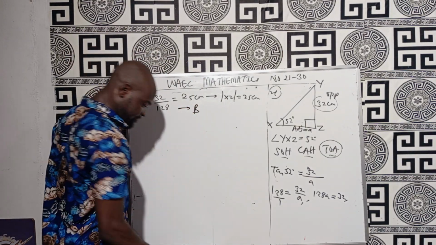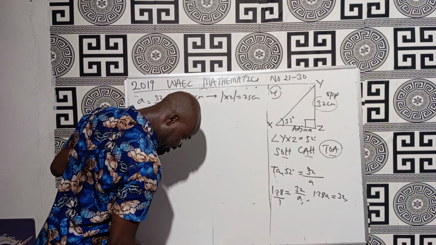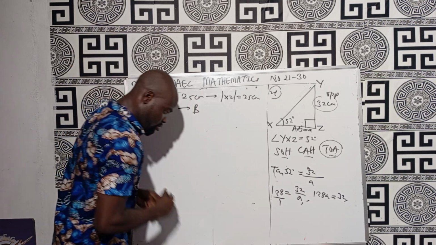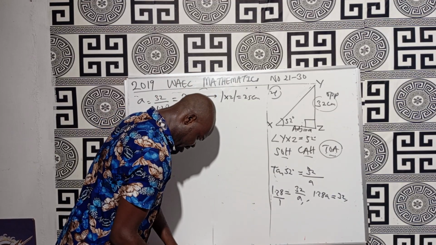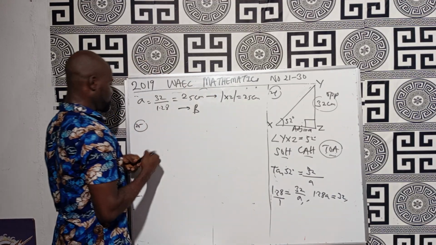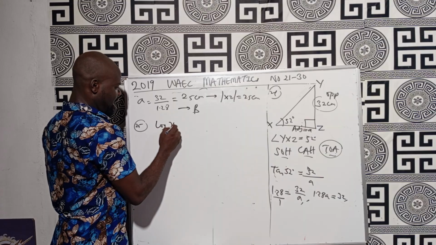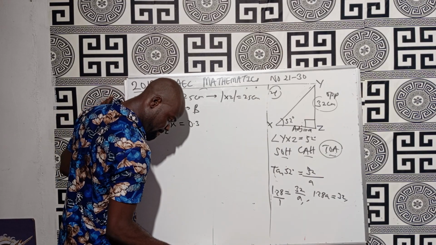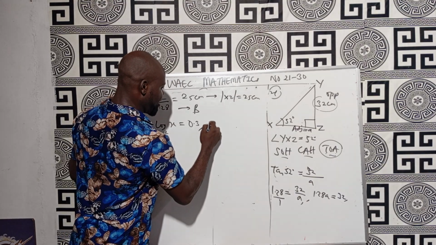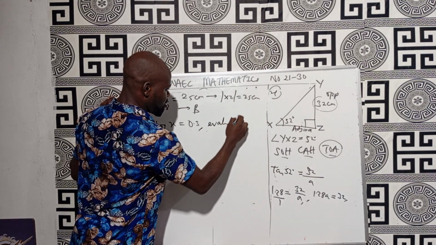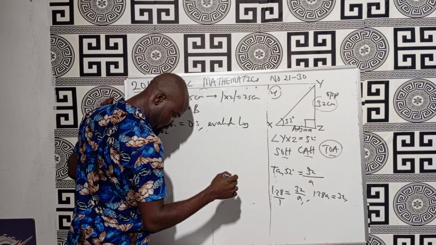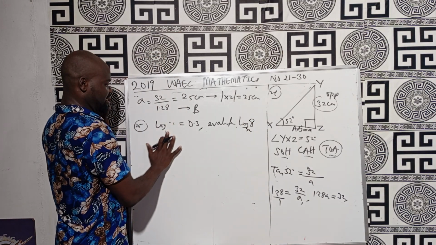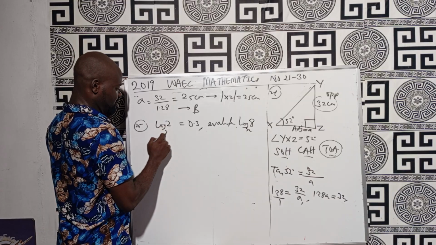So number 25. What do you have here? We have this: if log x base 2 is equal to 0.3, evaluate log 8 base x. I think this one is log 2 base x.